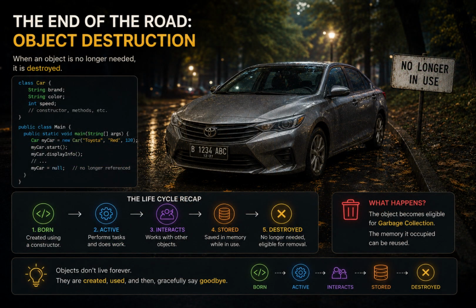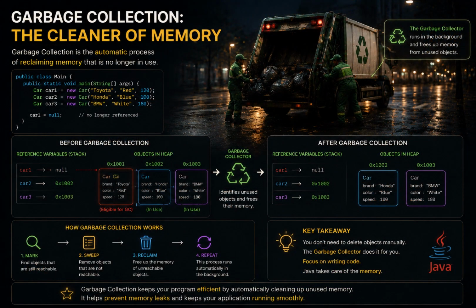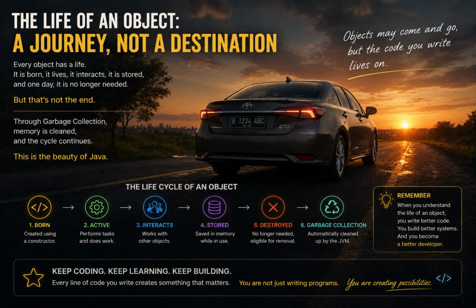But nothing lasts forever. Eventually, an object is no longer needed, no longer referenced, no longer used. Its journey approaches the end. Fortunately, Java helps us. Through garbage collection, unused objects are identified. Memory is freed and the system remains healthy, ready for the next generation of objects. Every object has a life. It is born, it lives, it interacts, it occupies memory, and eventually, it says goodbye. But its story teaches us something important. Systems are built from countless journeys like these.